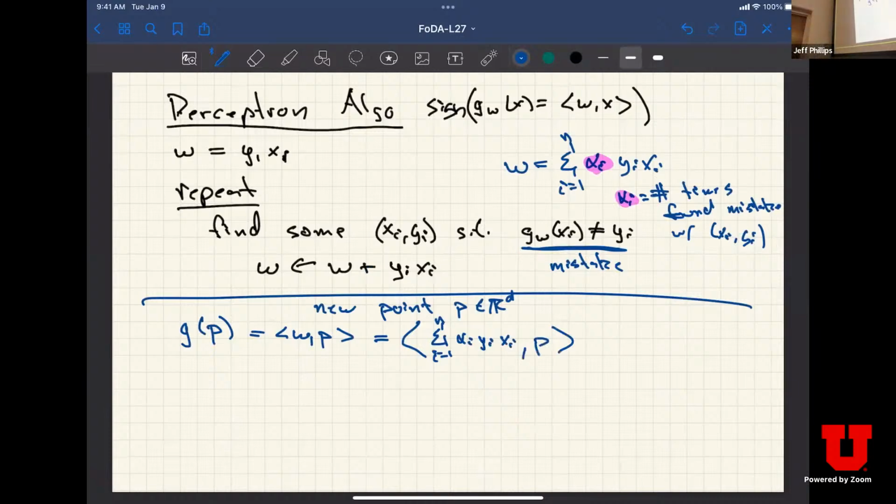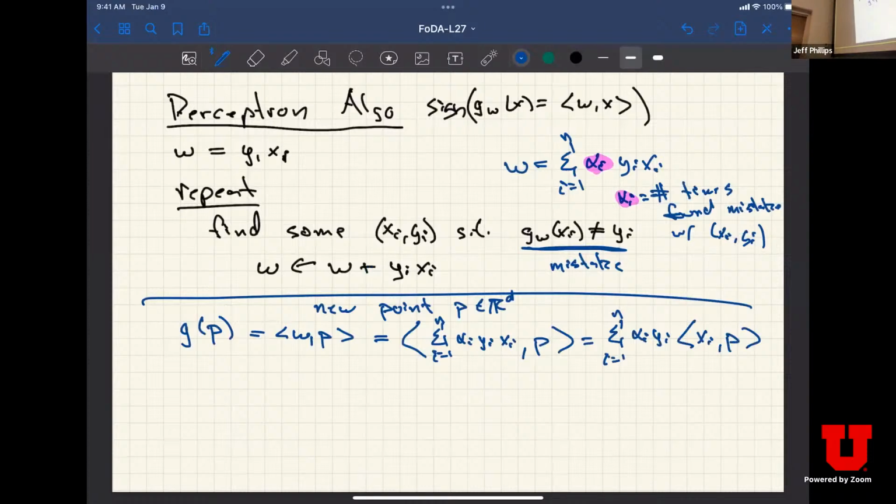Okay? So I can plug in this way of writing W. This is kind of based on this algorithm. I must have calculated it in some way. I don't know what these alpha i's are, but there are some values I found. And now I can actually factor out the sum. The inner product is a linear operator, and I can write this as the sum of alpha i, yi, inner product of xi and p.